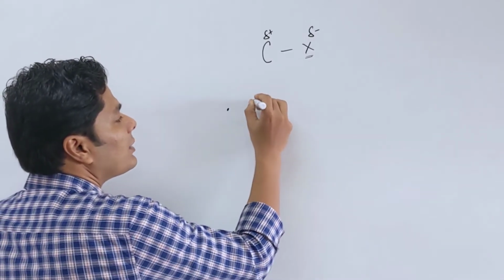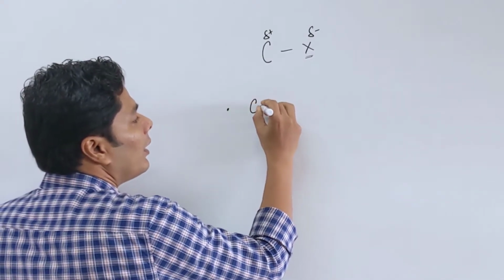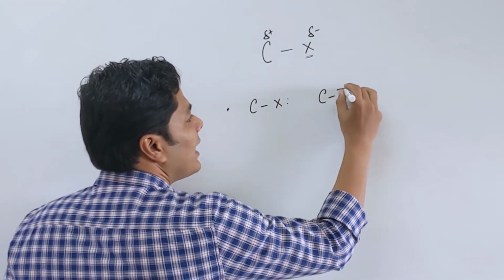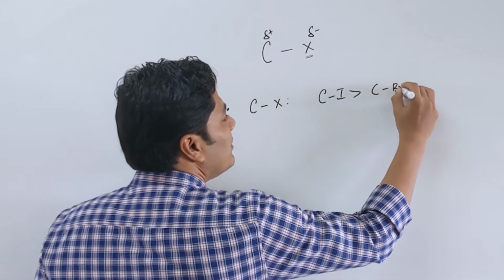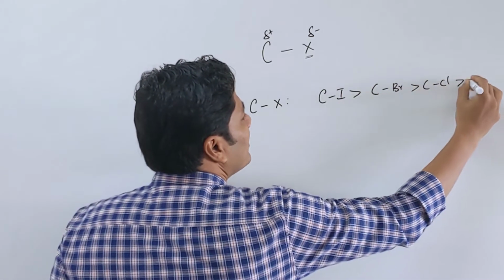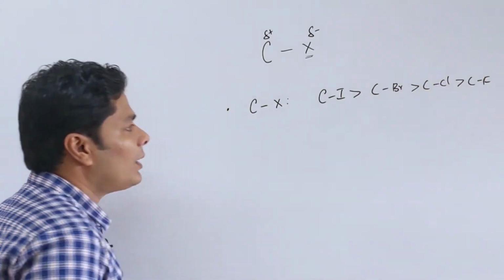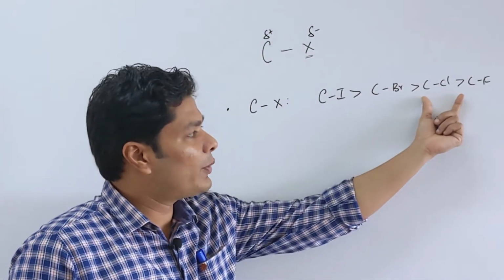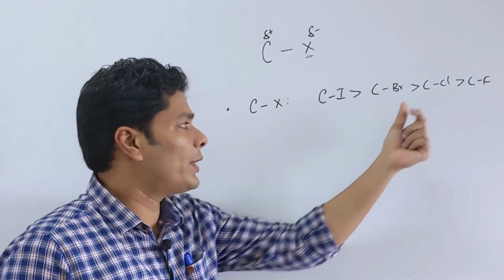The reactivity order is your CX. If you take it as CX, CI is more reactive than CBr, more reactive than CCl, more reactive than CF. So, an alkyl iodide will react faster than alkyl bromide compared to an alkyl chloride compared to an alkyl fluoride.